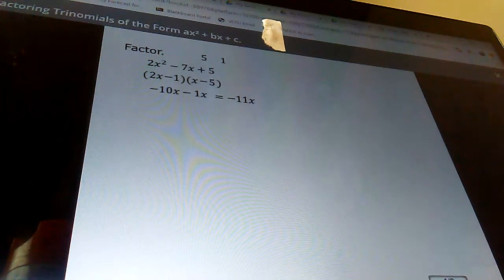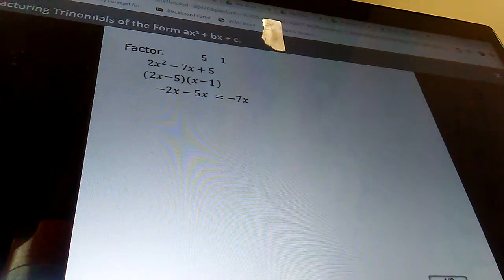The only other possible combination is to switch the 5 and the 1. Let's see if that gives us the right sum. The product of the outer terms is negative 2x, and the product of the inner terms is negative 5x. Negative 2x and negative 5x is negative 7x. Since this is the correct middle term, these are the correct factors. So the factors of 2x squared minus 7x plus 5 are 2x minus 5 and x minus 1.